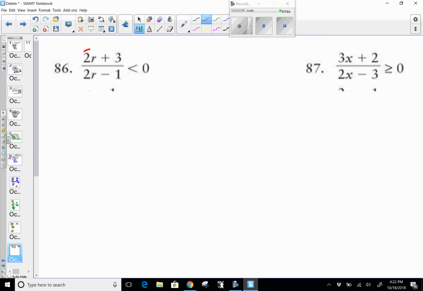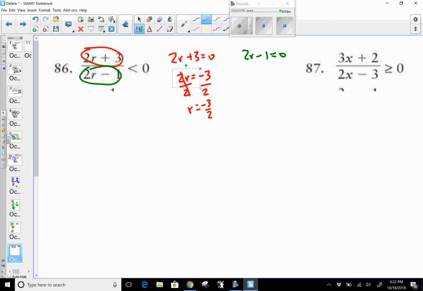So there's two things you got to do. You got to take the numerator and set it equal to 0 and solve. And then you got to do the same thing with the denominator. Take the denominator, set it equal to 0, and solve. All right, so over here with the numerator, right? So subtract 3, so we get 2r is equal to -3. Divide both sides by 2. So we get r is equal to -3 halves, which is -1.5.